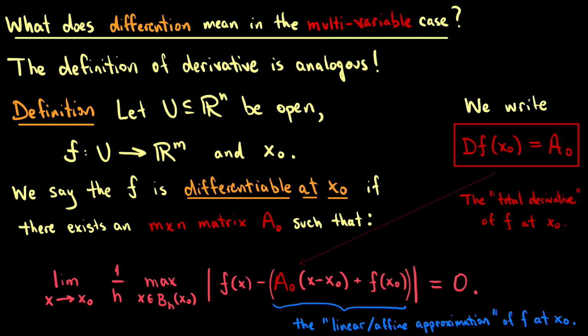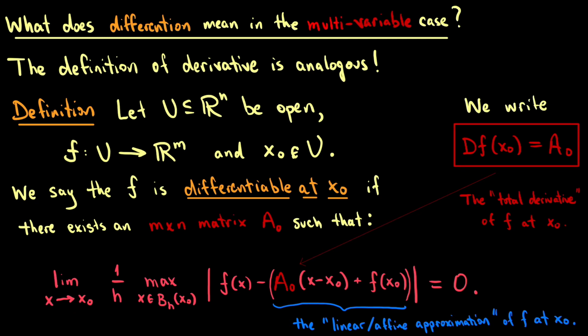So let's suppose that the domain is U. U is a subset of R^n, some open set. And f is a function from U to R^m. And I was going to say x naught is a point in U. Okay, so I take some point in my domain. All right, so we say that f is differentiable at x naught if there exists an m by n matrix, a capital A naught, such that this limit holds.